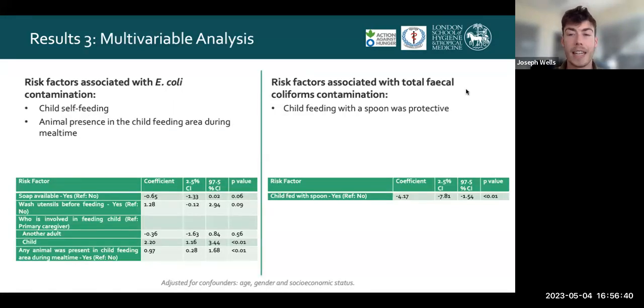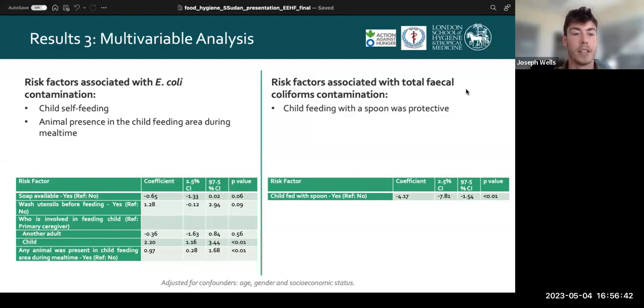Moving on to the multivariable analysis, we found that child self-feeding and animal presence in the child feeding area were risk factors for E. coli contamination. And for total fecal coliform contamination, we found child feeding with a spoon was protective against contamination.